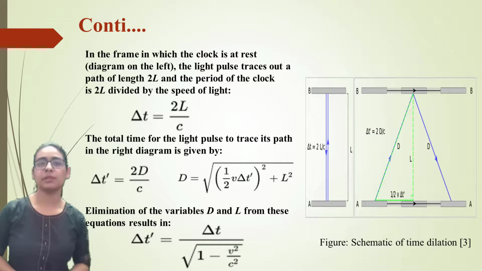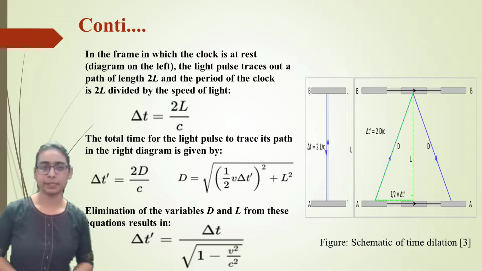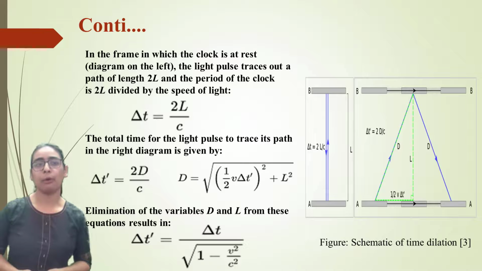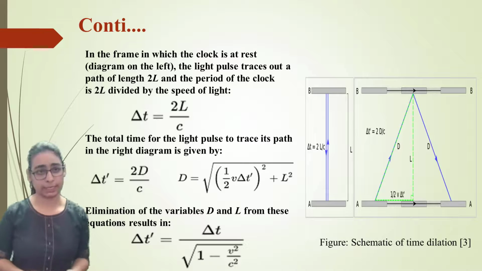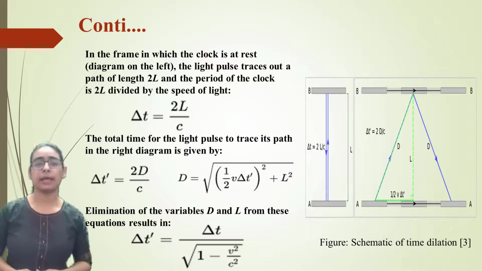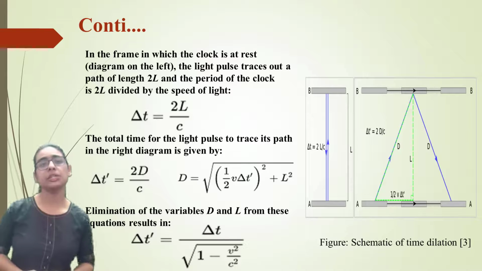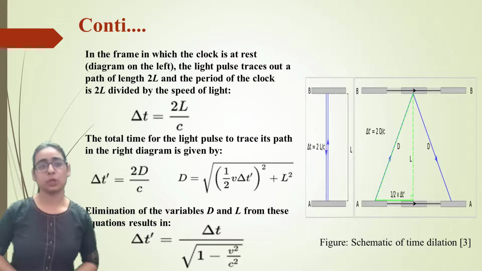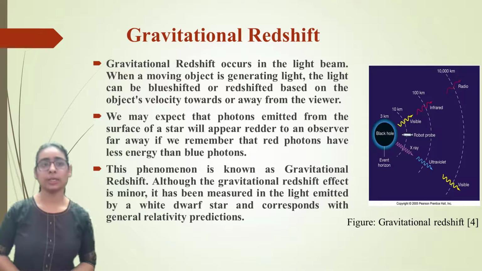In the frame of reference in which the clock is at rest, diagram on the left, the light pulse traces out a path of length 2L and the period of the clock is 2L divided by the speed of light. The total time for the light pulse to trace its path in the right diagram is given by delta t dash. Elimination of the variables d and L from this equation results in the final equation that you can see, which shows time dilation. Now let's see what gravitational redshift is.